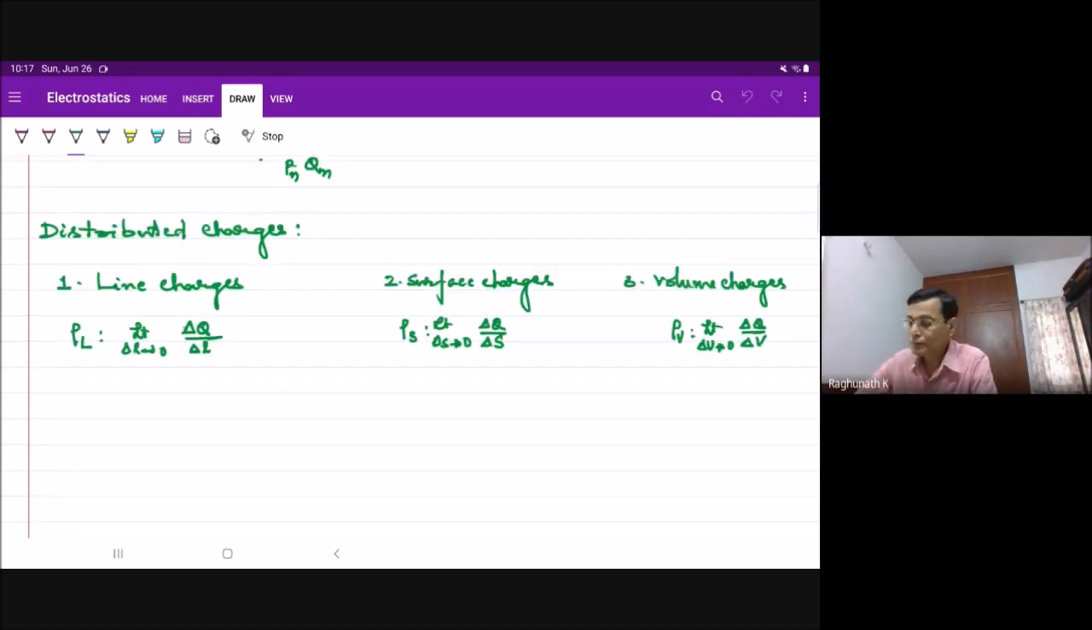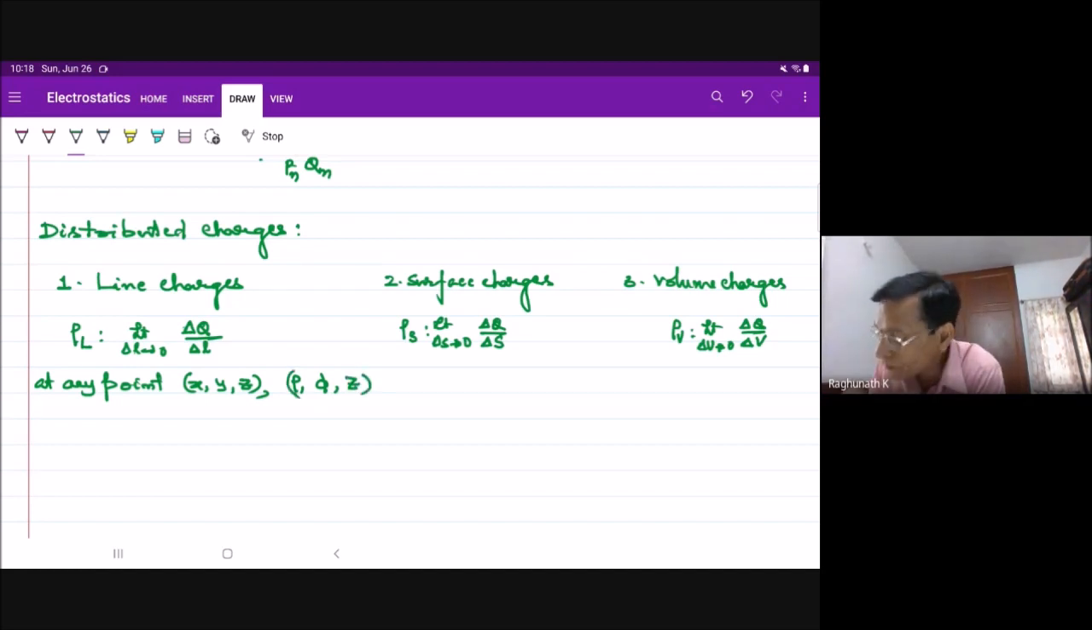Given a line charge with the charge density at any point, x, y, z in Cartesian coordinate systems, rho, phi, z in cylindrical coordinate systems, and r, theta, phi in spherical coordinate systems, they are defined at any point on the line, surface or volume, on the charge.